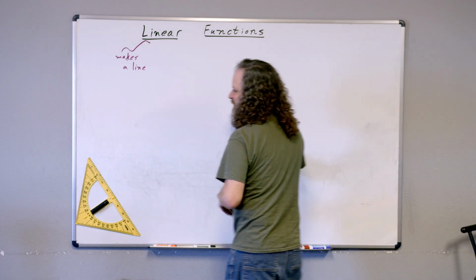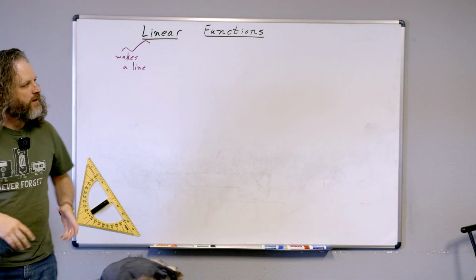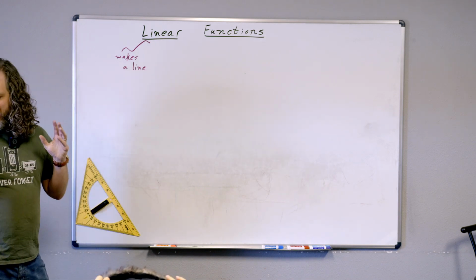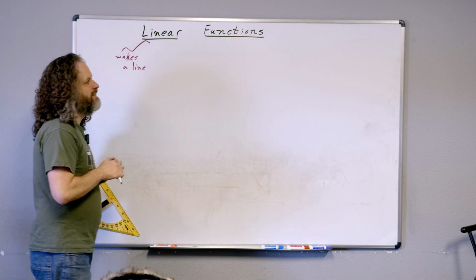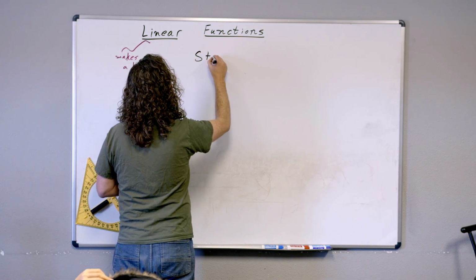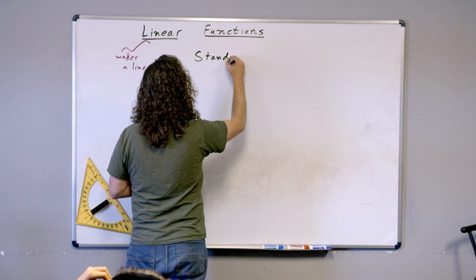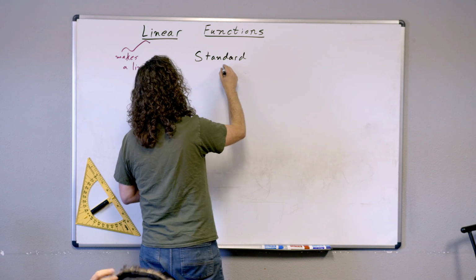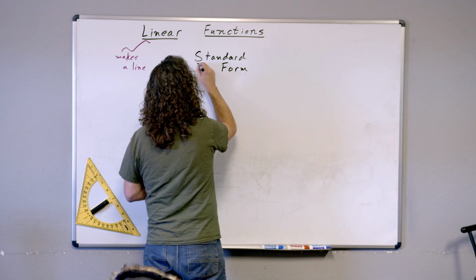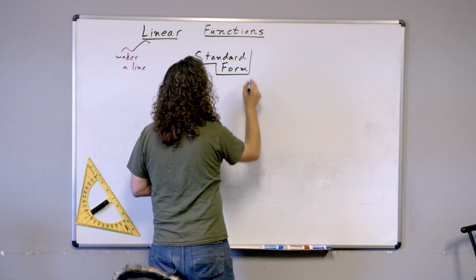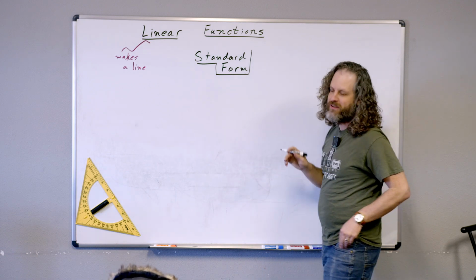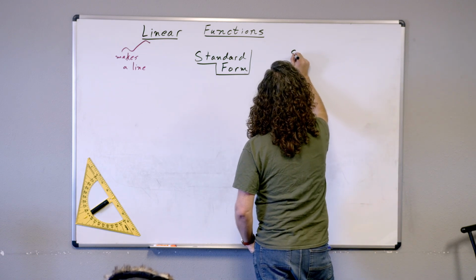So there are a couple of different generic ways that we can write the equation of a line. First one is standard form, which is the most useless and the most formal. And the second one that we're going to talk about that's really important and very helpful is called the slope-intercept form.